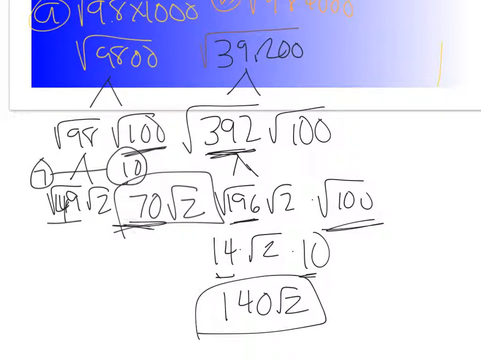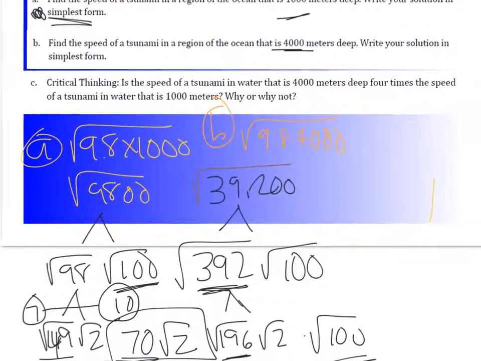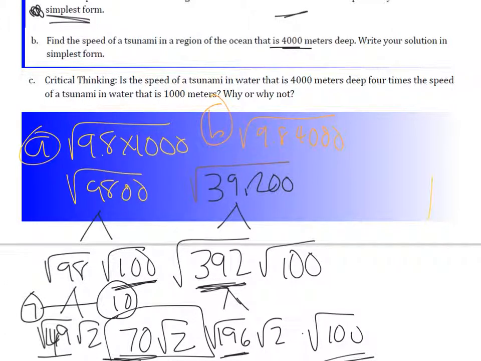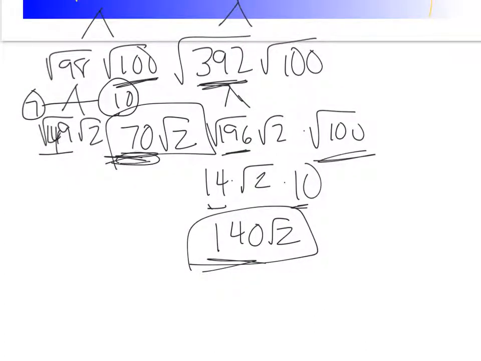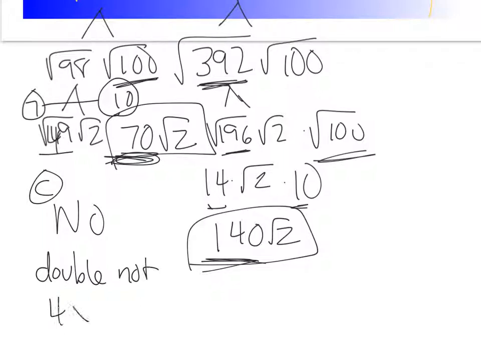All right, so A was 70 square root of 2, B was 140 square root of 2. So now the question is for part C, is the speed of water in a tsunami 4,000 meters deep 4 times the speed of the tsunami 1,000 meters deep? Why or why not? Well, looking at my answers, 70 and 140, I'm going to say no for part C. No, it's going to be double, not 4 times. So that's kind of what I get when I do that.